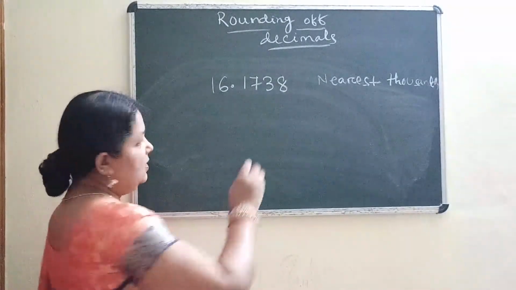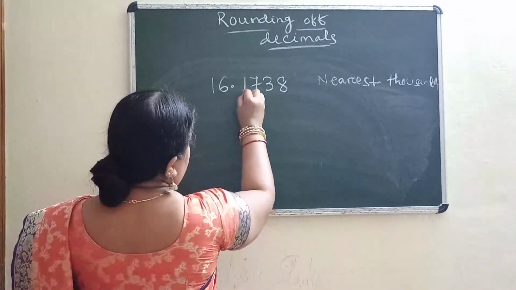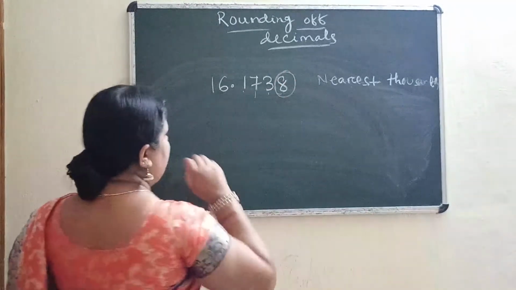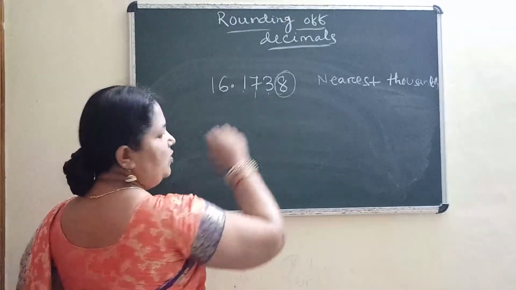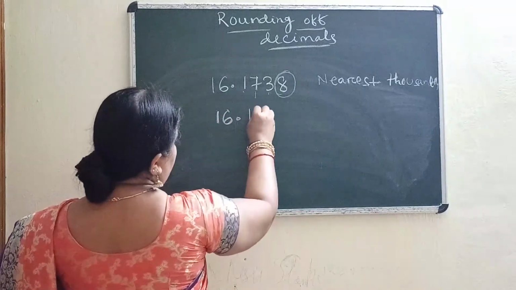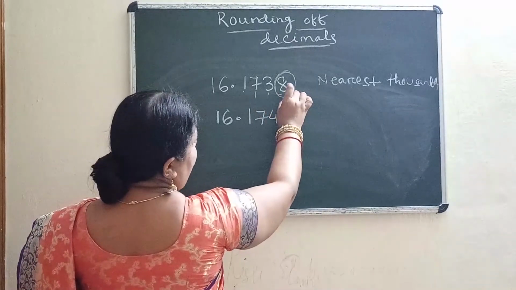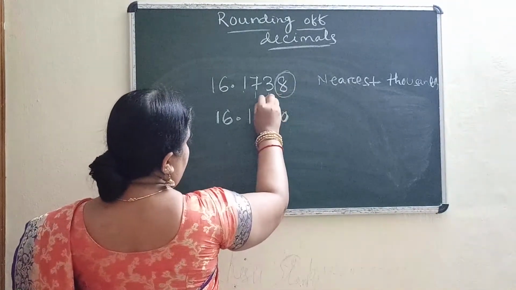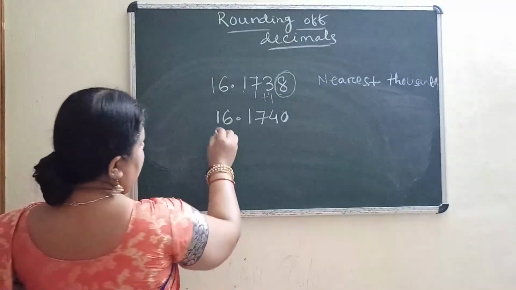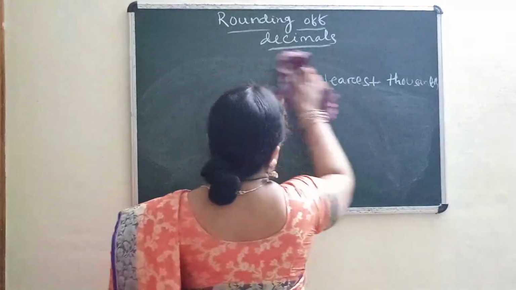So this is one more question. It is asking to round up to the nearest 1000th. So what will you check? This is tenths, hundredths, thousandths. Nearest thousandths means you will check this place. Okay. So according to the rule, it is more than 5. Then our answer will be 16.1740. Why? Because this is more than 5, means 1 will be added here, and the places after it will be replaced with 0. So the answer is 16.1740. Clear?